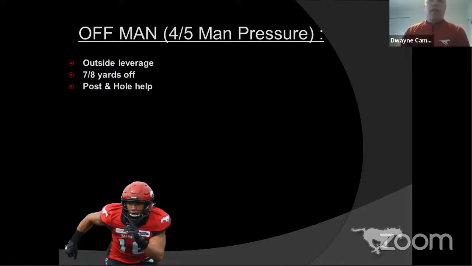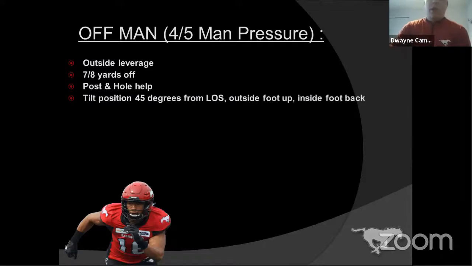In our off man, we're going to have post and hole help. We may have 2 hole players depending on what we're doing in the front. If it's a 4-man pressure, we'll have 2. If it's a 5-man pressure, we'll just have the single hole player. But we'll always have a post player there to help out.